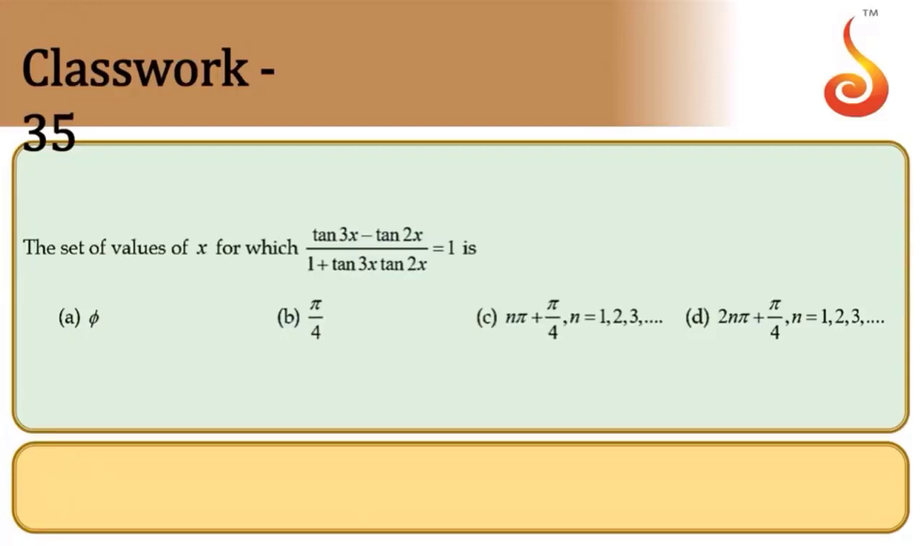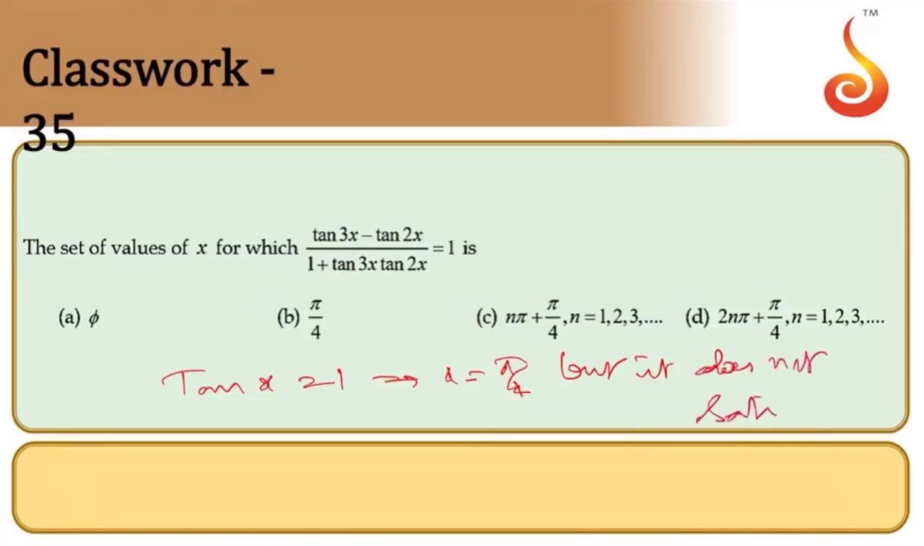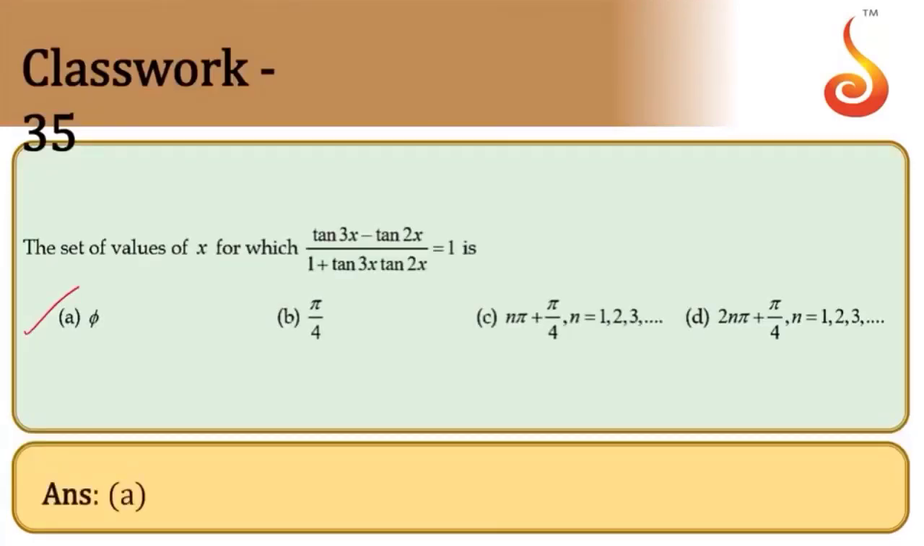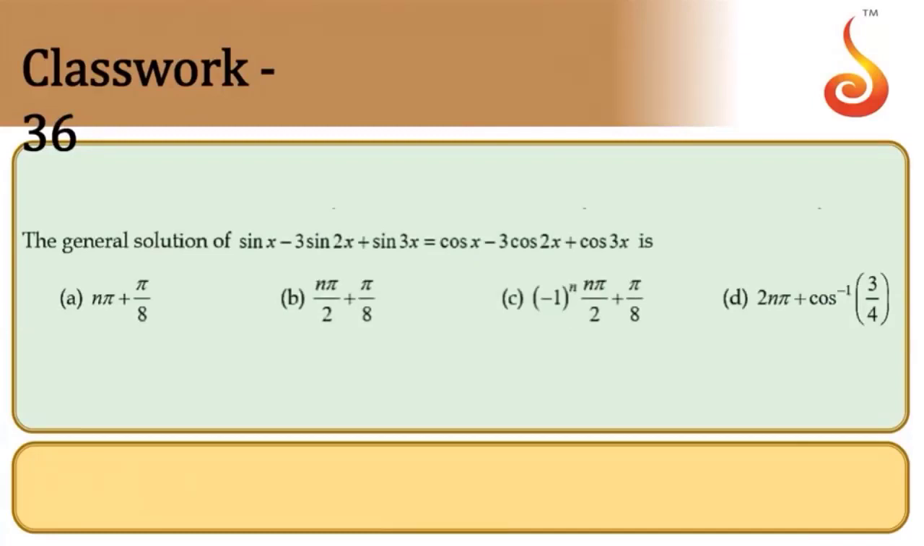Tan 3 theta minus tan 2 theta by 1 plus tan 3 theta tan 2 theta. Tan A minus tan B by 1 plus tan A tan B is nothing but tan X equals 1. That implies X is supposed to be pi by 4. But it does not satisfy the given equation, because tan 2X doesn't satisfy when substituting it. So the answer is no solution for the problem. So the answer is 5.